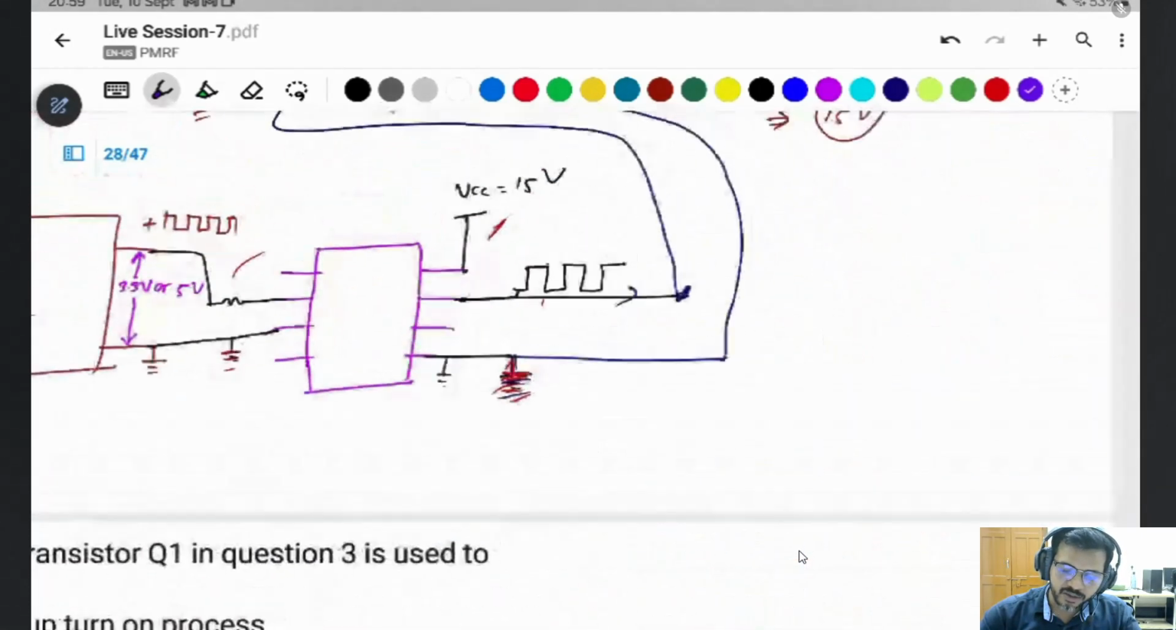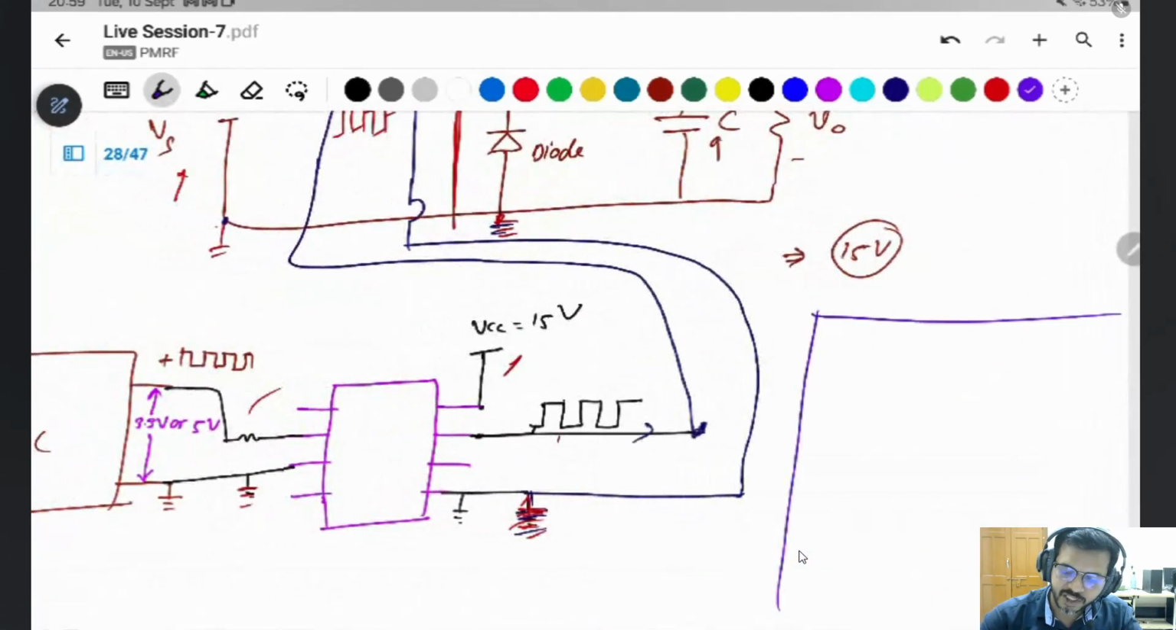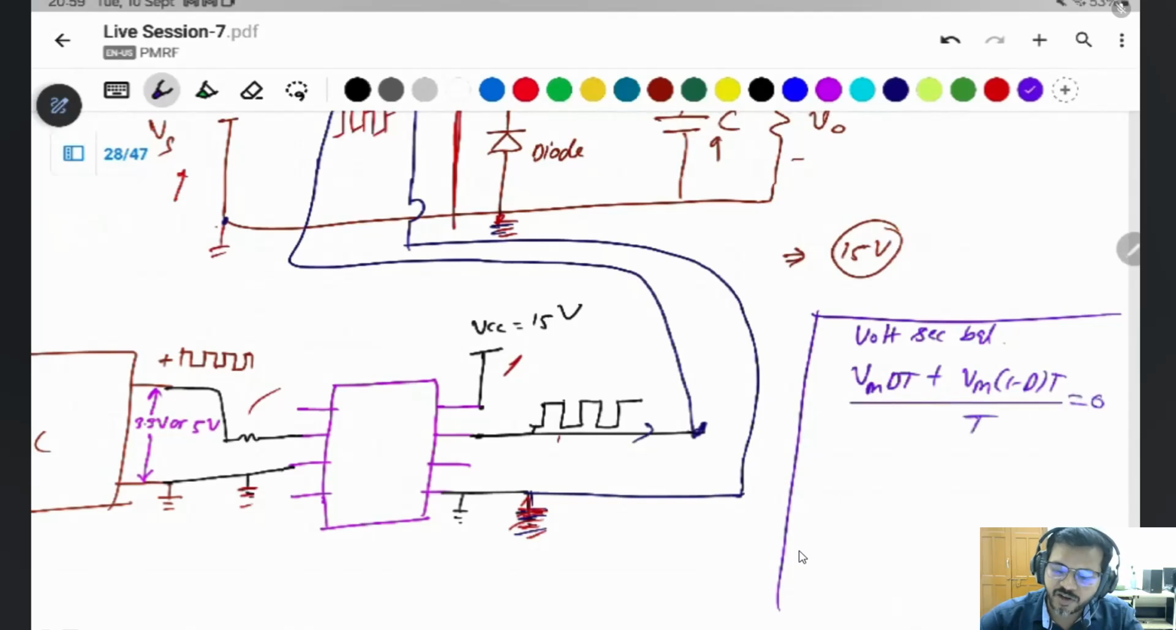Then you know about the volt-second balance equation. On time Vm into dT plus off time Vm into (1 minus d) T. The average of this will be zero. Average voltage zero means the charging and discharging of the flux will be the same. Charge and discharge balance. That's why it is known as the volt-second balance equation.